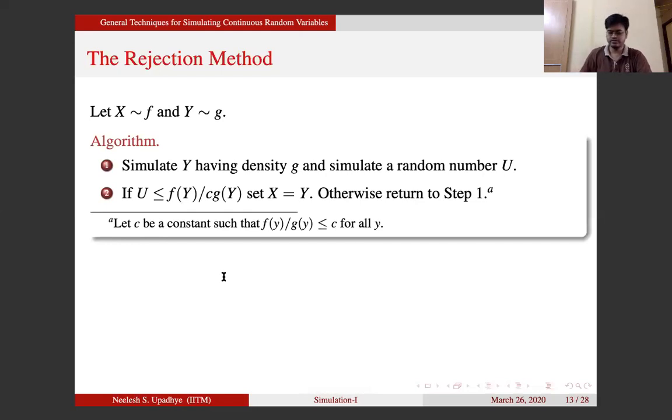The algorithm is very simple. I will have a random variable Y. I know how to simulate a random variable Y. So I will simulate the random variable Y using the density function g.